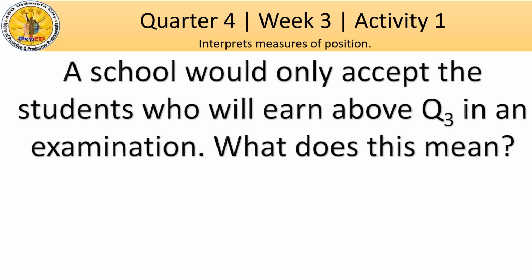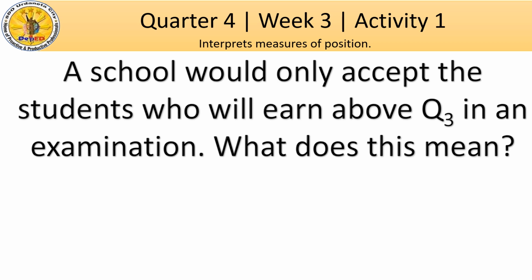Let us have another example for activity 1. In the previous example, the given was a set of statements from which you drew out the measure of position. But in this example, we will have the measure of position and we will draw out statements from that measure of position. So here's the example: a school would only accept the students who earn above quartile 3 in an examination. What does this mean?